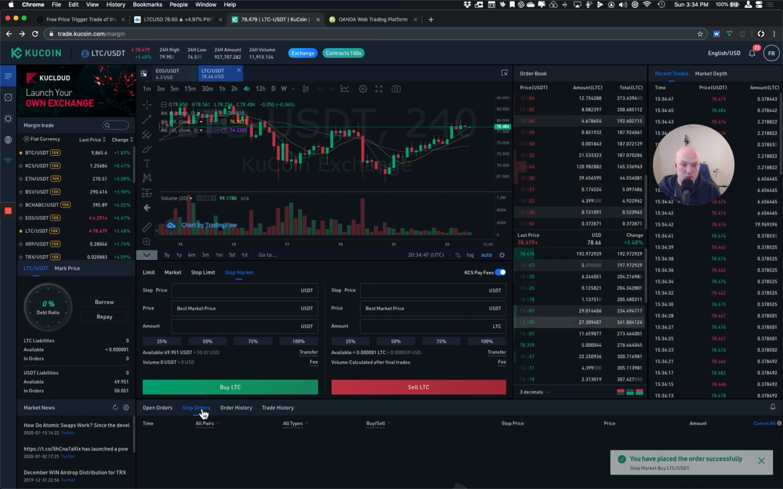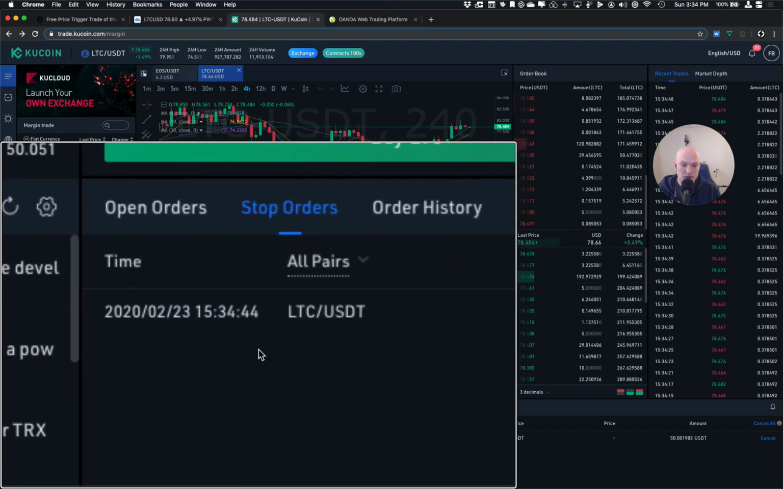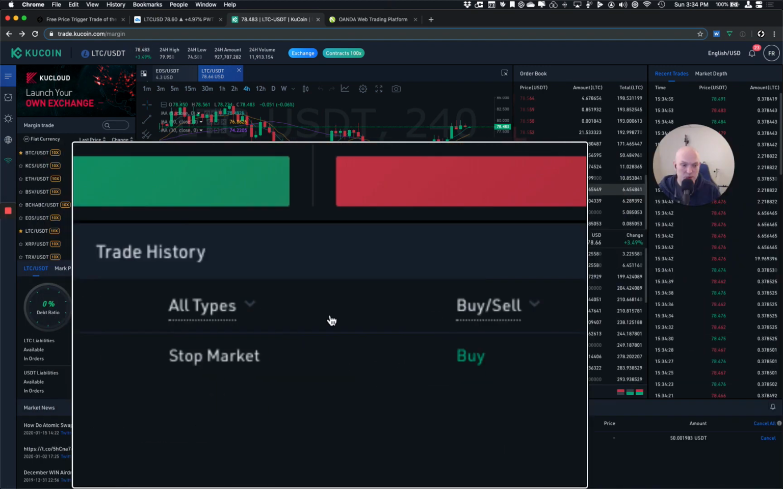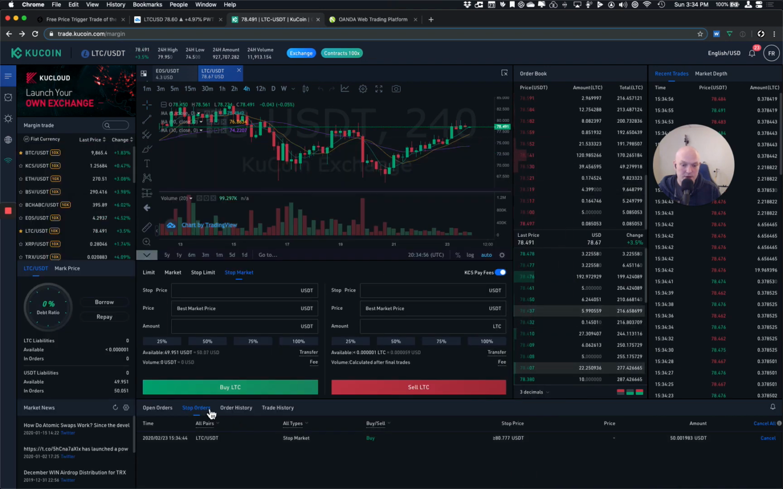So I'm going to click buy LTC, and what you're going to see now is I've got a stop order. So I go down here, I click on stop orders, and you can see that stop order there. And if I have to cancel it because I want to replace it or I change my mind about it, I just go into stop orders and hit cancel.